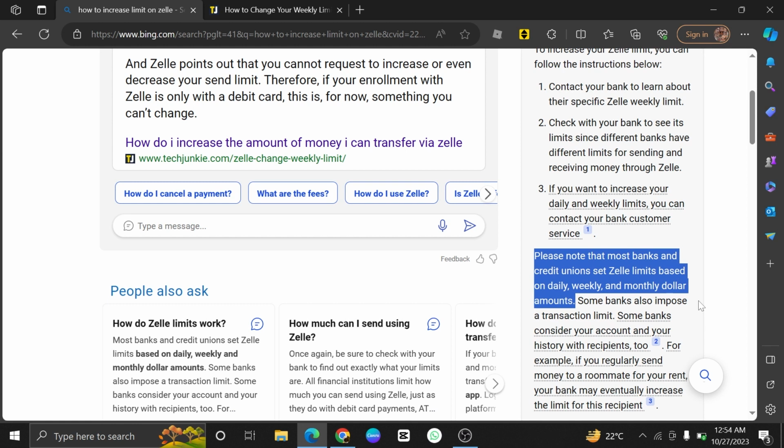It's important to note that not all banks and credit unions may grant limit increases, and the approval process may vary from one financial institution to another. The increase in your limits will be subject to your bank's discretion and their evaluation of your account history, transaction activity, and other factors.